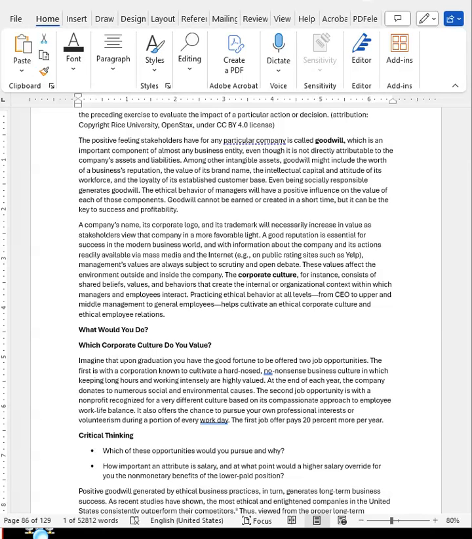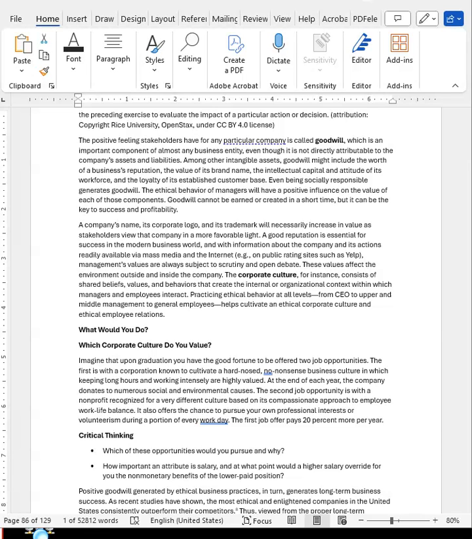The corporate culture, for instance, consists of shared beliefs, values, and behaviors that create the internal or organizational context within which managers and employees interact. Practicing ethical behavior at all levels, from CEO to upper and middle management to general employees, helps cultivate an ethical corporate culture and ethical employee relations.